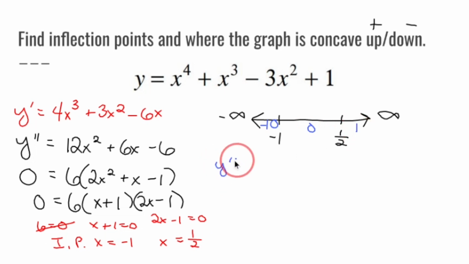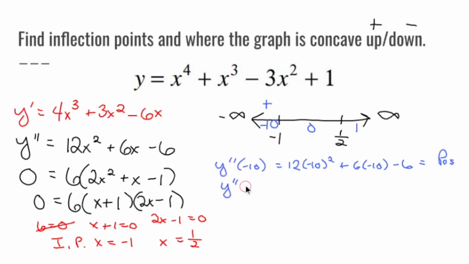So y double prime of -10 is going to be 12 times -10 squared plus 6 times -10 minus 6. Let's do a little bit of mental math. -10 squared is 100. 100 times 12 is 1200. 1200 minus 60 is still really big. Minus 6 is still really big, so we get a positive number here. So this is positive, meaning from -infinity to -1, concave up.